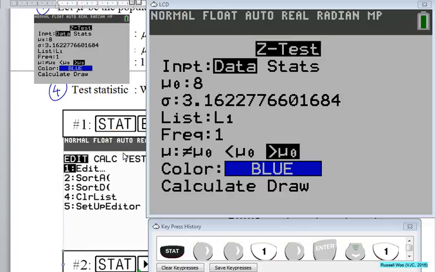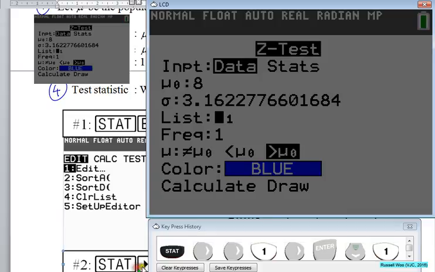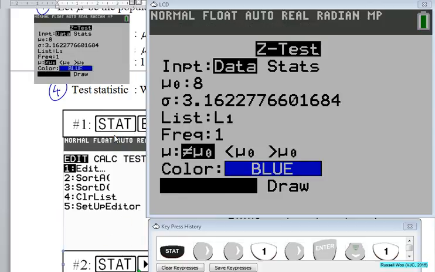Now this one is your L1. I have not entered my L1, but you have. If you have, then just put it as L1. Frequency is 1. What you're saying is there's only one value of 1, one value of 2, one value of 6, one value of 7, one value of 8. Okay? Then you do a two-tailed test. This one must do a two-tailed test. Then you press calculate.